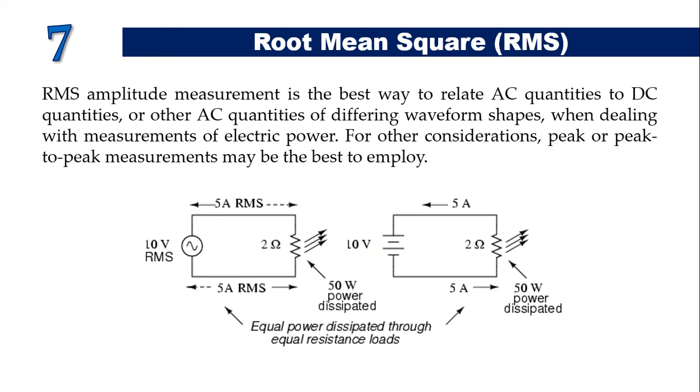So we have circuits here. We have the same amount of load resistance, 2 ohms, and it dissipates the same amount of power, 50 watts here and 50 watts on the other side. So they are the same. The difference is our source. In the first circuit, we used a 10 volts RMS AC, and in the second, we use a DC source of 10 volts.